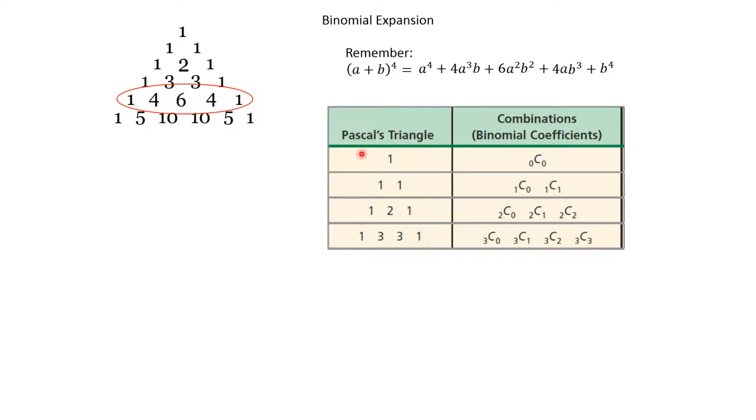If we have Pascal's triangle, and we take our combinations. Remember, back at the beginning of the chapter, we had combinations and permutations. Take combinations. They get us the numbers.